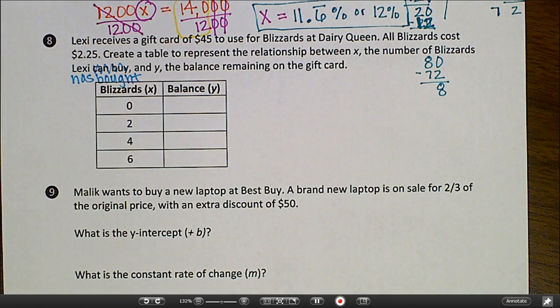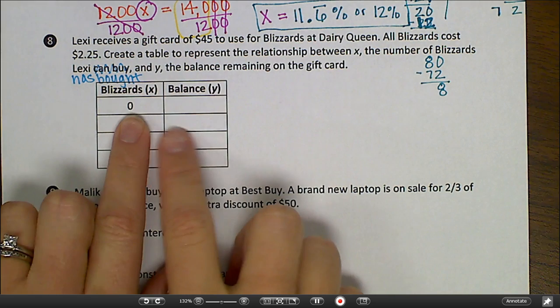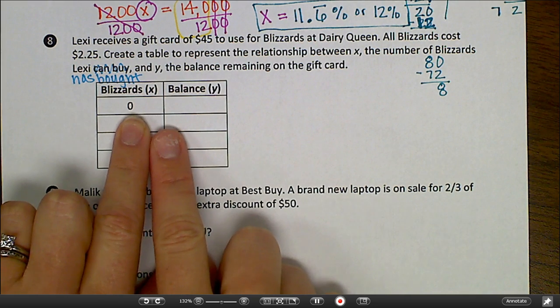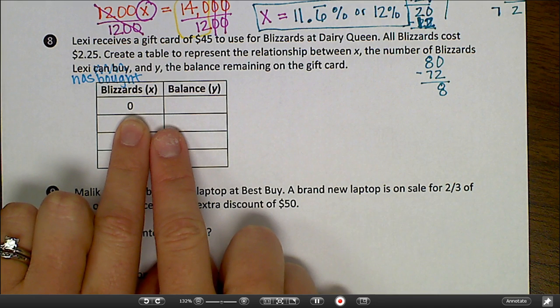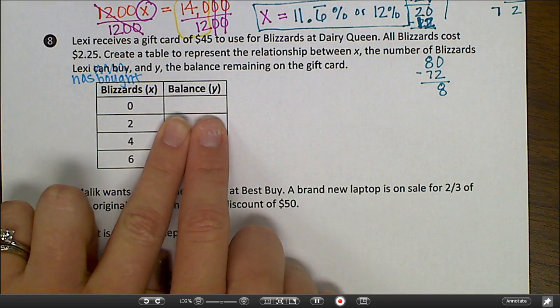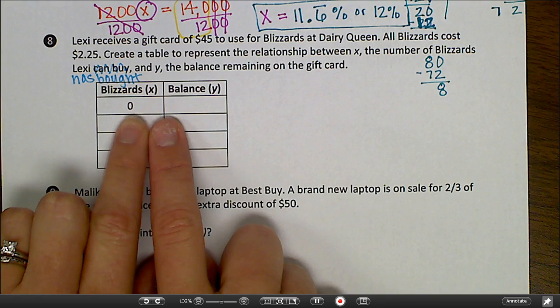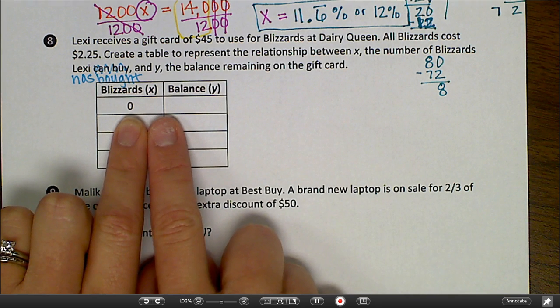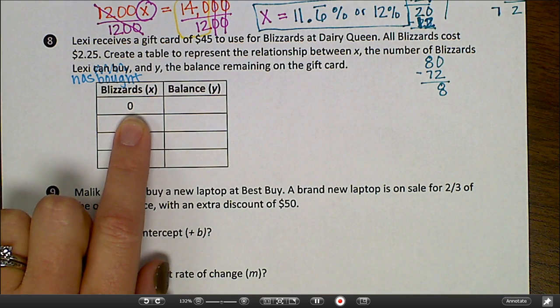That's what I'm thinking. So based on that, that's how we're going to go ahead and set up this table today. So if Lexi has bought 0 blizzards, how much money does she have on her gift card? What I'd like for you to do is go ahead and fill in what you think the balance would be when she's bought 0 blizzards, and then push play to double check. So pause the video now.